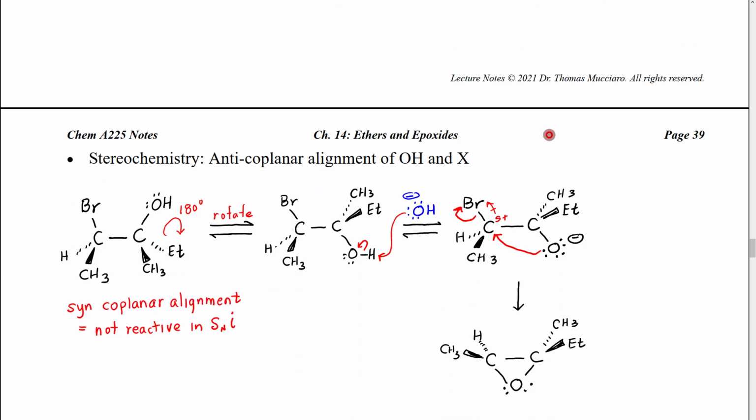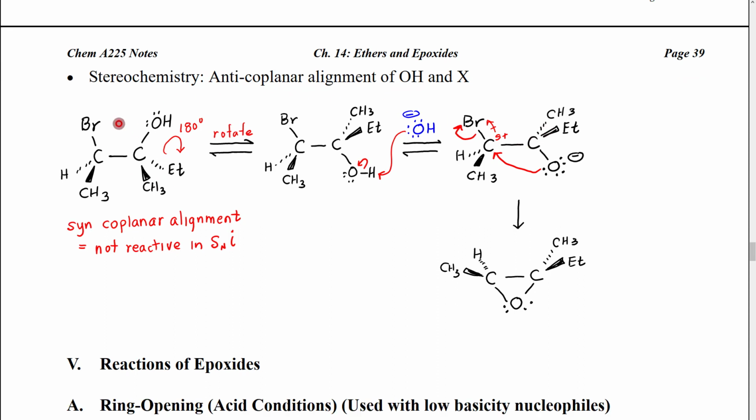One interesting aspect of this is that there is a required stereochemistry alignment of the hydroxyl of the halohydrin and the halide of the halohydrin. Here's an example. In this case, this is a halohydrin substrate. If we look at the alignment between the hydroxyl group on one carbon and the bromine group on the adjacent carbon, they are aligned syn in the same plane. We call that syn-coplanar. That alignment is not reactive in the SNi. We need to have an anti-coplanar alignment.